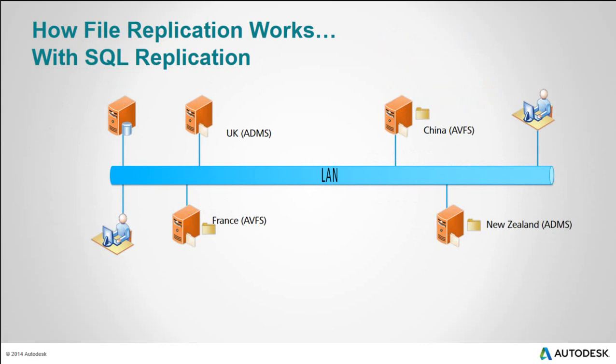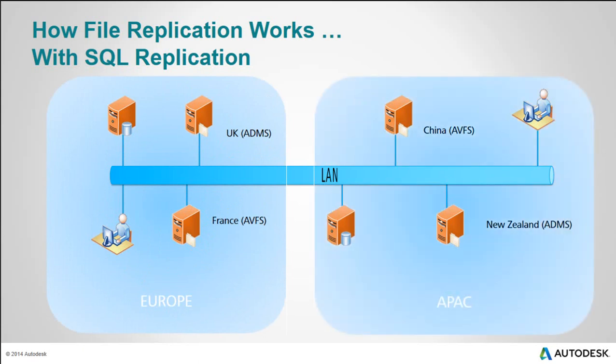So how does file replication work with SQL replication? How does it work with connected work groups? Let's change the environment a bit. Let's add another SQL server and one work group, we'll call it Europe, and we'll call the other one APAC, short for Asia Pacific. So let's assume that the Europe workgroup vault servers connect to the Europe SQL server, which is also the publisher, whilst the APAC workgroup vault servers connect to the APAC SQL server, which is a subscriber.